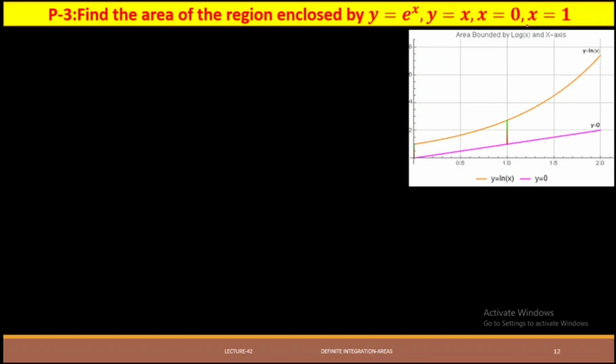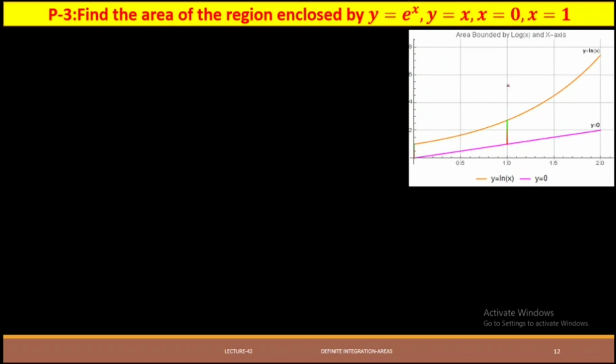Let me solve the next problem. Here is our next problem. Find the area of the region enclosed by the curves y is equal to e power x, y is equal to x, x is equal to 0 and x is equal to 1. If you draw all these 4 curves, this is how the graph looks like.